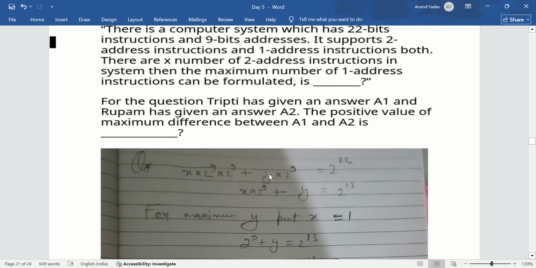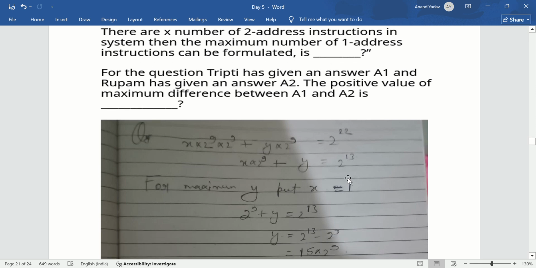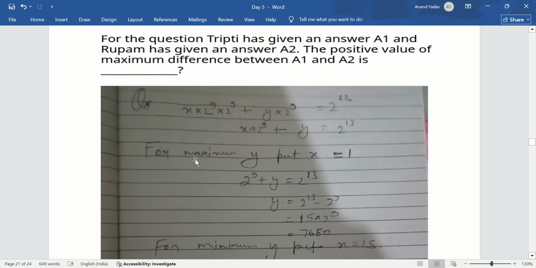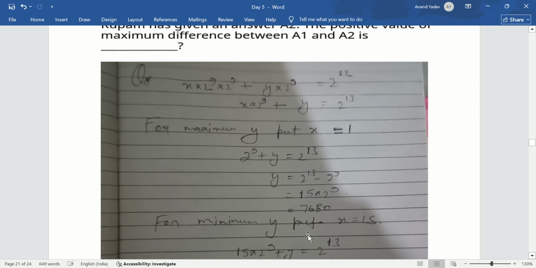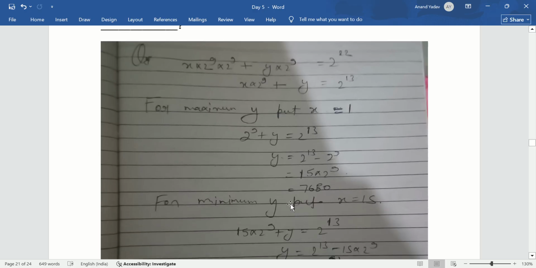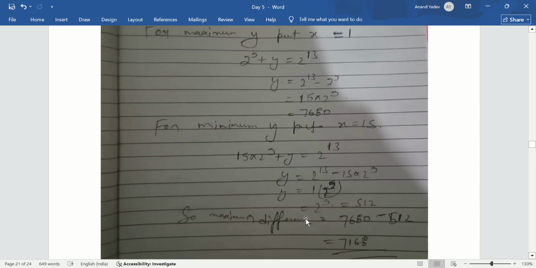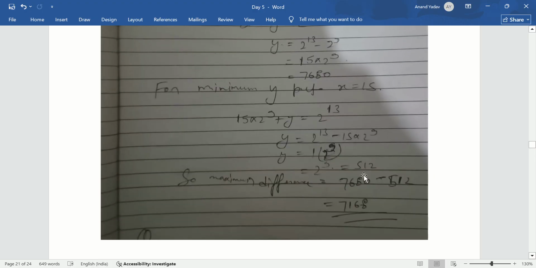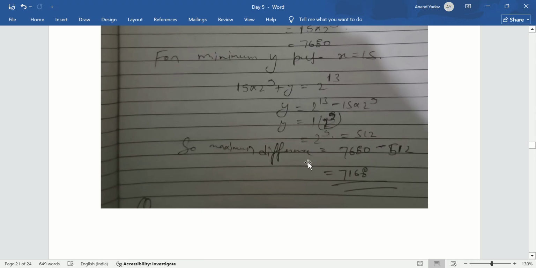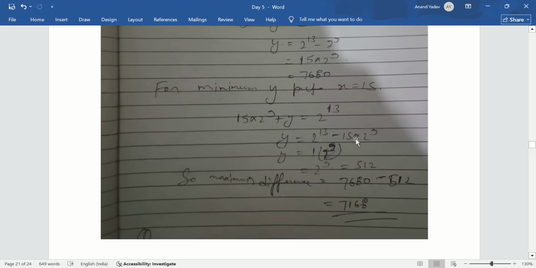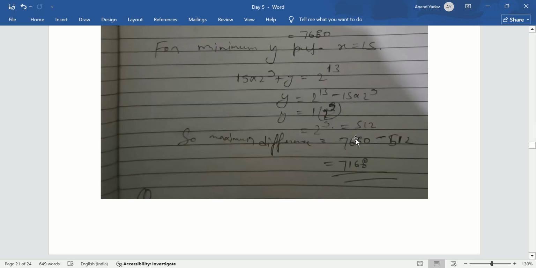Let x be the 2-address instructions and y the 1-address instructions, and then solve this equation. For maximum y, put x equal to 1, I will get y equal to 7680. For minimum y, put x equal to 15, I will get y equal to 512. So the maximum difference is 7168. In this way I solve this question.